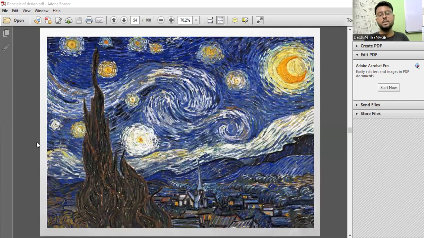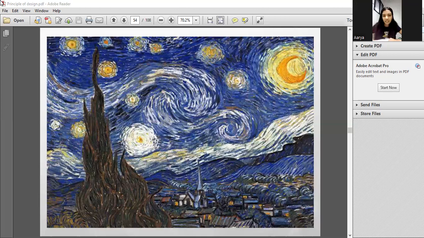Why is this rhythm? What is the element that brings it into rhythm? What is the one element that is being repeated? The wavy structure. No, it's wrong. The pattern that... So the brush strokes, this whole painting is just made of brush strokes.